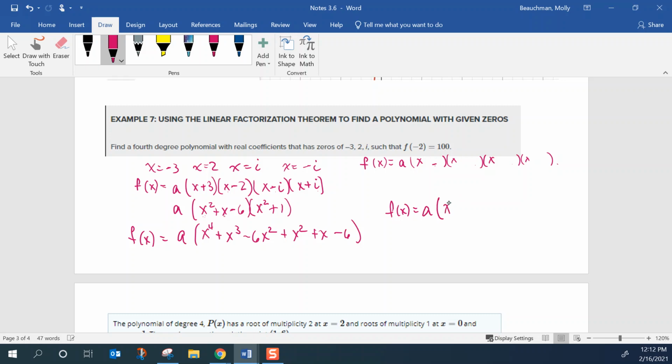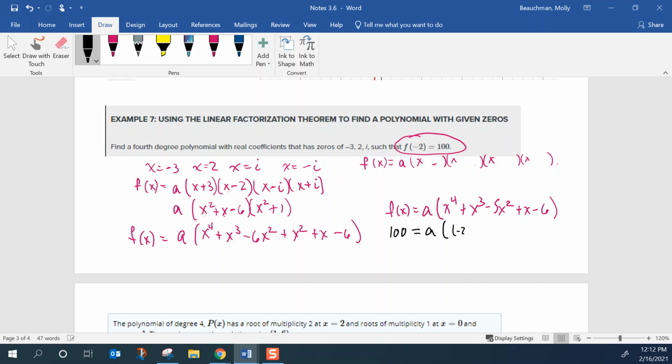I end up with x to the fourth plus x cubed. Negative 6 plus 1 is minus 5x squared plus x minus 6. Now, to find out what that a is, this is what the given point is for. It tells us that f of negative 2 is 100, so substitute 100 in for f of x and substitute negative 2 in for x.